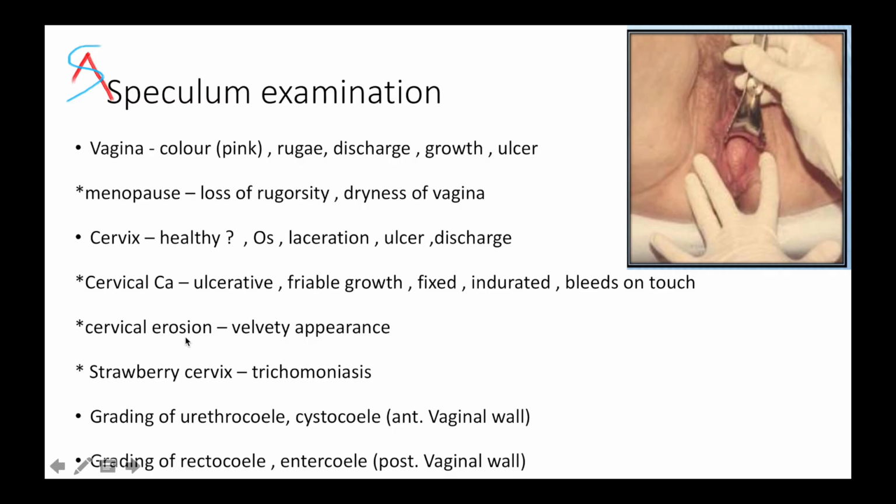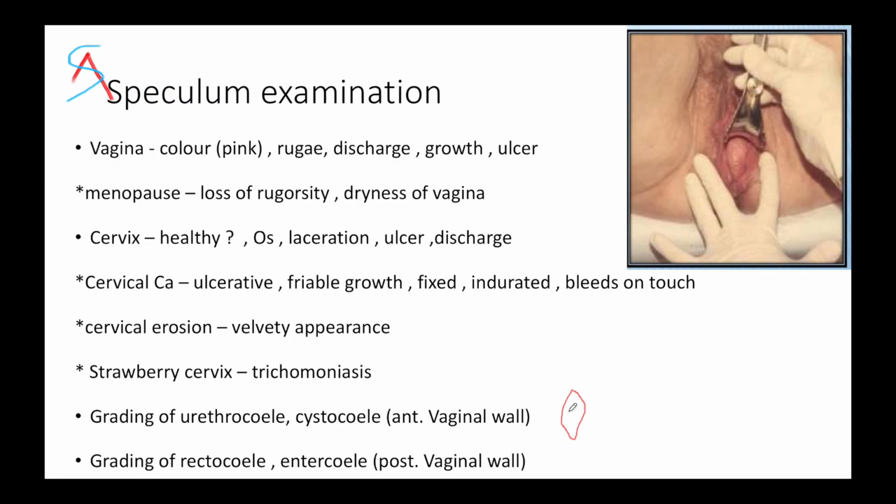If there is any cervical erosion, then the cervix will appear velvety. If the cervix looks strawberry, it would be because of punctate hemorrhages, and it could be because of trichomonal infection. Then you have to grade urethrocoele and cystocele. In the grading, you have to do it based on Shaw's classification.